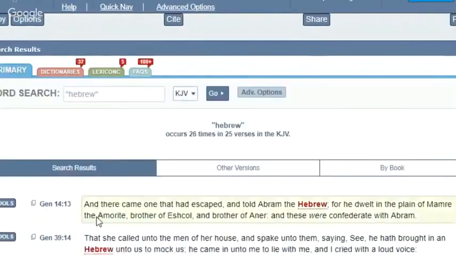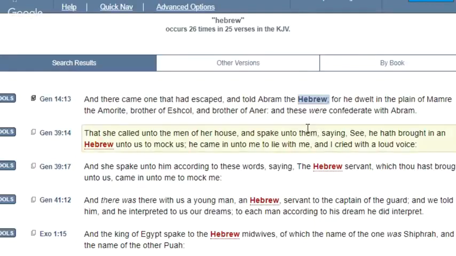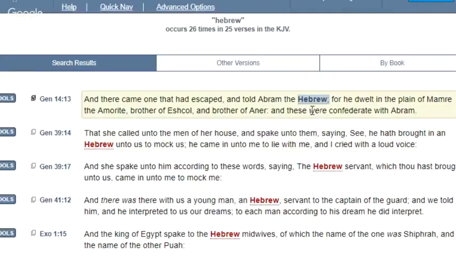Genesis 14:13 says, and there came one that had escaped and told Abram the Hebrew, for he dwelt in the plain of Mamre of the Amorite, brother of Eshcol and brother of Aner, and these were confederate with Abram. So it called Abram the Hebrew. Now the Hebrew language has the name Hebrew, but they also called it the speech of Judah, something along those lines. I can't really remember the Jews' language. I believe this is said, but it's also known as Hebrew.